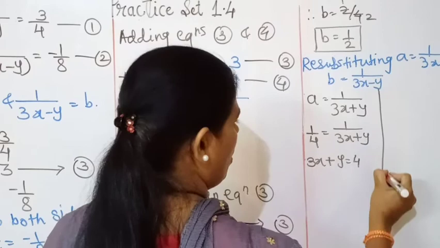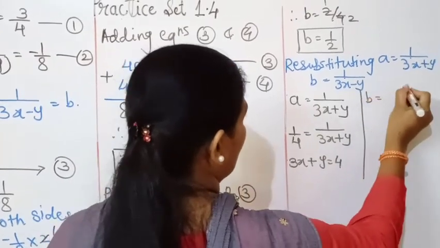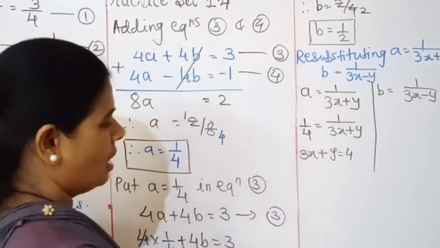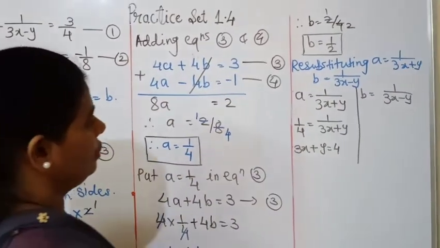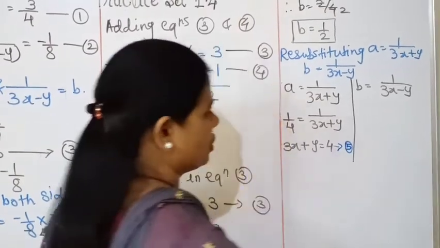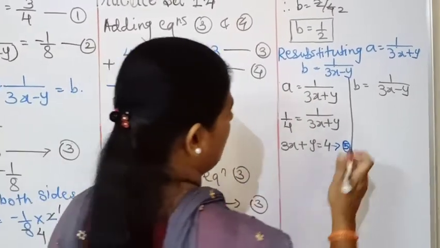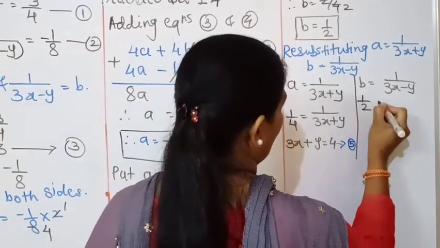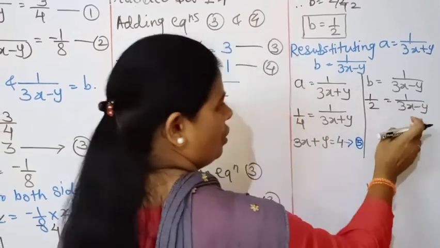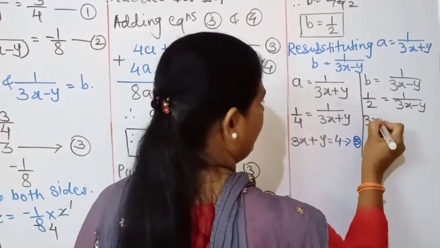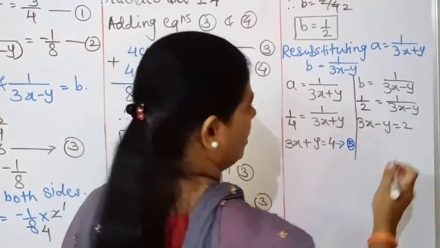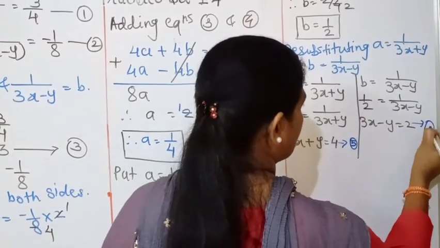Okay. Now we will solve b now. b equal to 1 upon 3x minus y. Okay. See now this will be our new equation. 3 and 4 we have numbered it. Now this will be our equation number 5. We will solve now. Value of b is 1 upon 2 equal to 1 upon 3x minus y. Cross multiply. You will get 3x minus y equal to 2. So this will be our equation number 6.